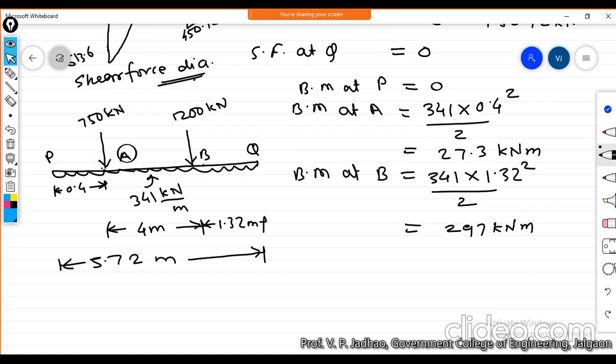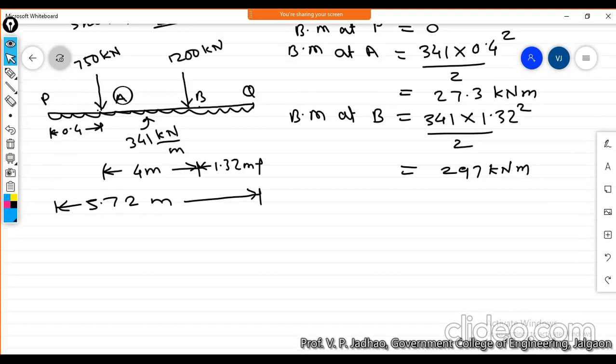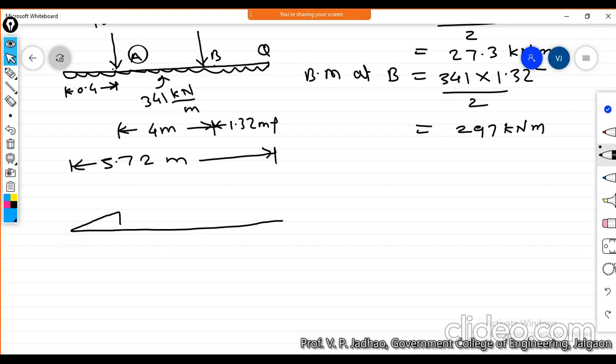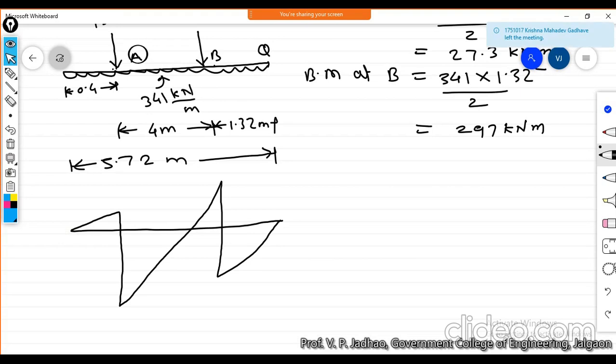But one problem here is that this particular footing is not a symmetrical footing, that is, the columns are not placed in a symmetrical manner. Therefore, the point of zero shear will be somewhere between A and B. It will not be at the center of A and B. If we draw the shear force diagram, it was something like this. So the point of zero shear is here.